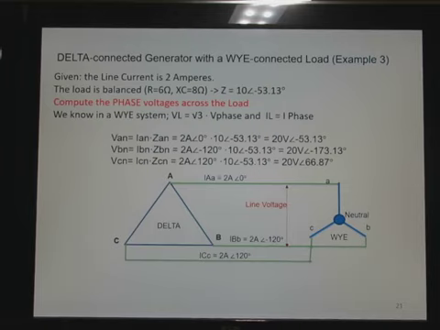We want to compute the phase voltages across the load. We know that the current and the impedance will help us compute the voltages across the load, because we're using Ohm's law, voltage equals current times impedance. So we had 2 amps times the impedance, and we get 20 volts, the phase voltage across each load, with different phase shifting.